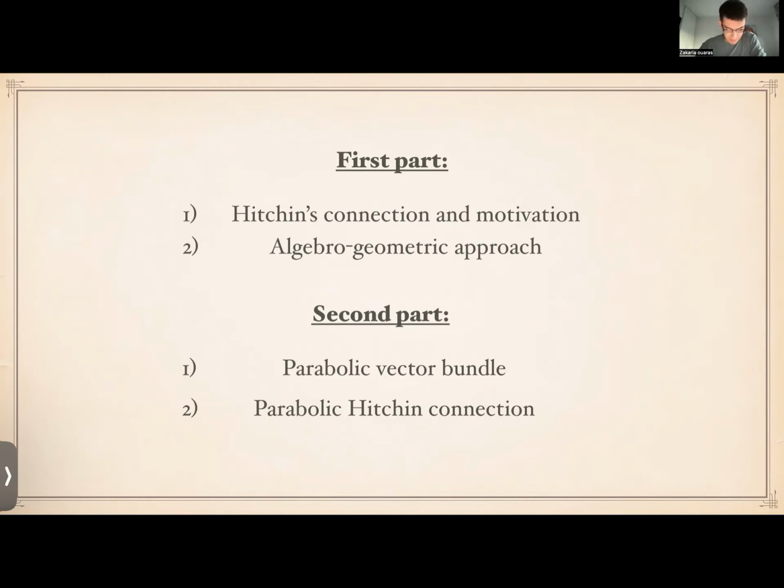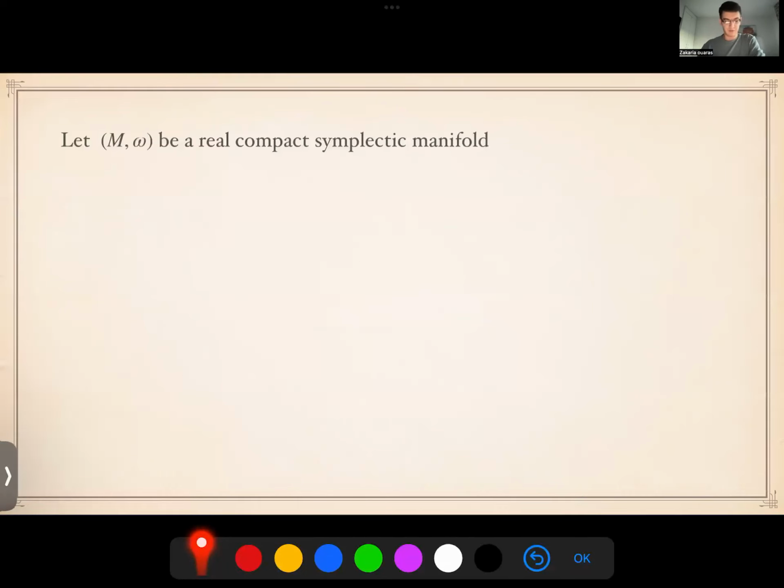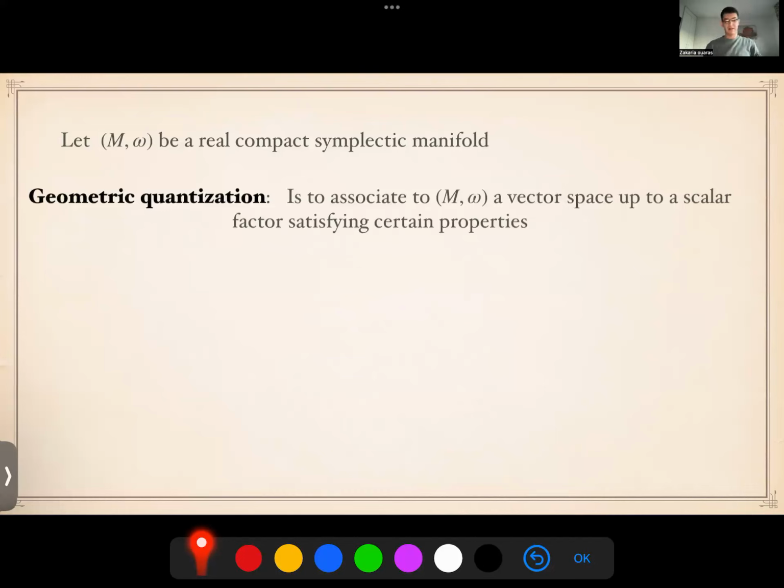So let's begin with the first part, where I will fix a real compact symplectic manifold. This is due to Hitchin. He tried to give a geometric quantization to a symplectic manifold. We know that geometric quantization means that we associate to your symplectic manifold a vector space, up to scalar, that satisfies certain properties.